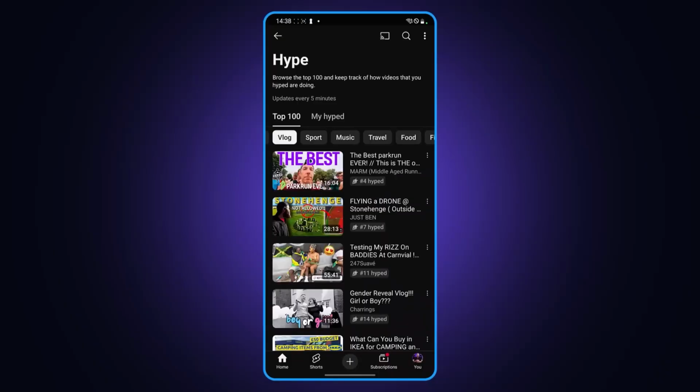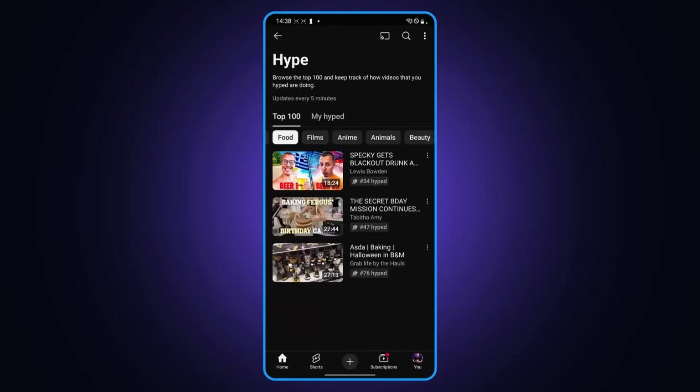YouTube said that this doesn't help with algorithmic recommendations whatsoever, but I believe that they said they're building a tab for the most hyped videos so that you can see them ranked. I don't even know what that means though. As far as I understand, you have a limited number of hypes you can give out in a day, and I think YouTube is looking at a feature which will enable you to buy more hypes.